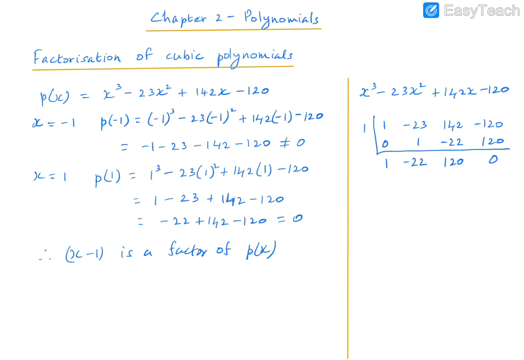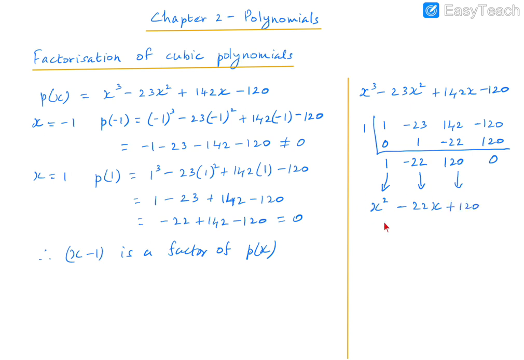Since we are dividing by this factor, these are the coefficients of the polynomial whose degree will be 1 less than the given polynomial. Our polynomial has degree 3, and this will represent a polynomial whose degree is 1 less than 3, which is 2. So this 1 denotes the coefficient of x square, so it will be x square, and this minus 22 denotes the coefficient of x, so that will be minus 22x. And this denotes the constant coefficient, which is plus 120.